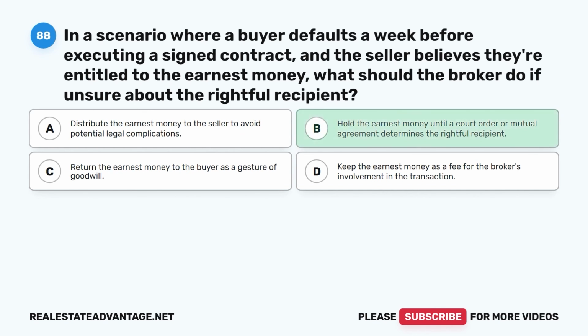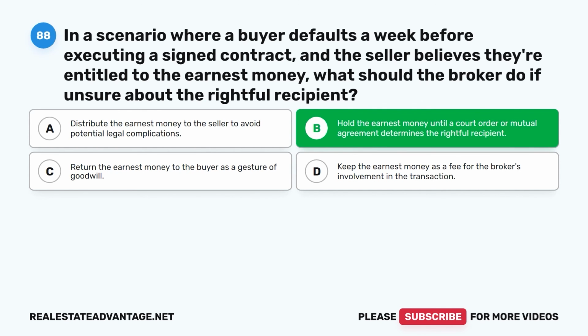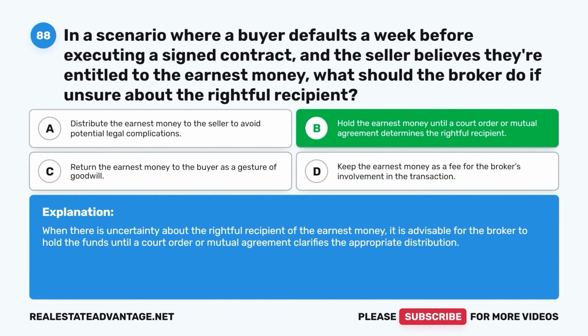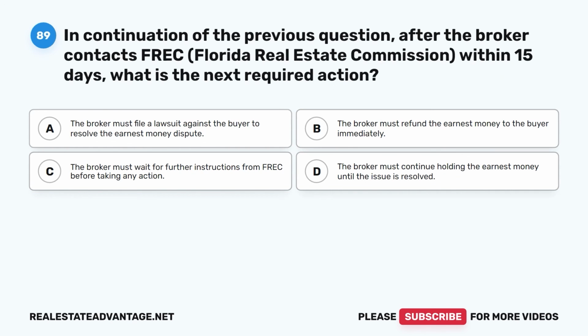The correct answer is B. Hold the earnest money until a court order or mutual agreement determines the rightful recipient. When there is uncertainty about the rightful recipient of the earnest money, it is advisable for the broker to hold the funds until a court order or mutual agreement clarifies the appropriate distribution.